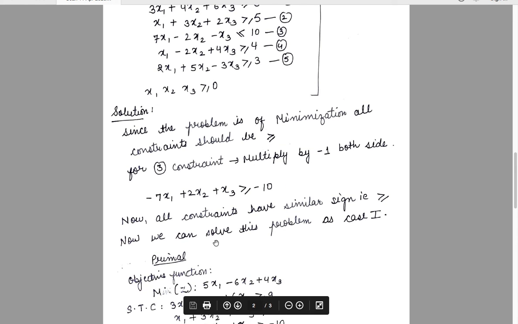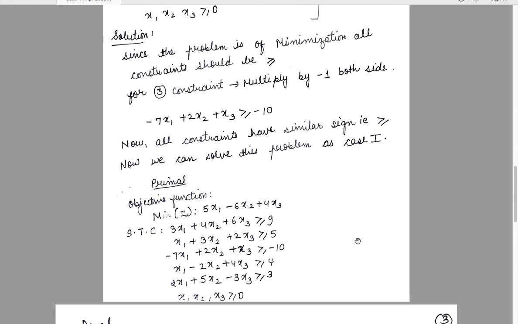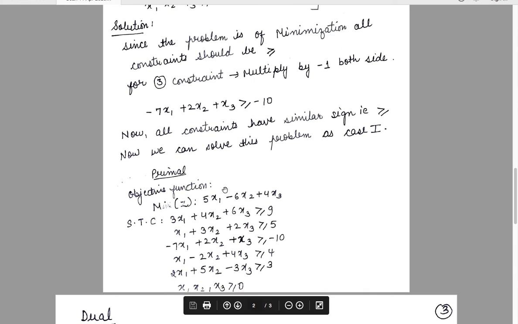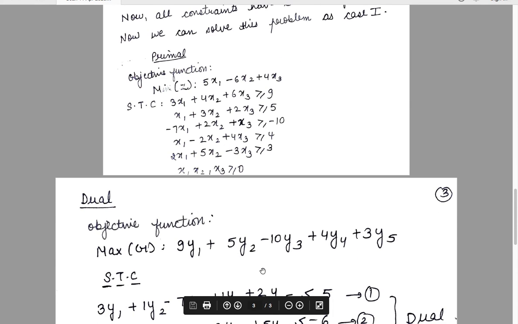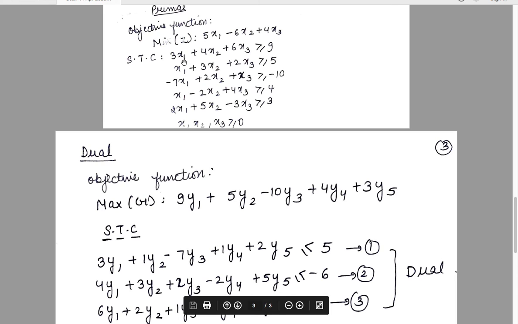Now we can solve this problem as case 1. Do you remember case 1? Case 1 was with minimization objective and all greater than equals to signs. So now our problem is converted into case 1. You can see the objective function is minimization and signs of all the constraints are greater than equals to. And now the rules are the same to convert it into dual. There are 3 variables, so there will be 3 constraints in dual. You can see I have written 3 constraints.